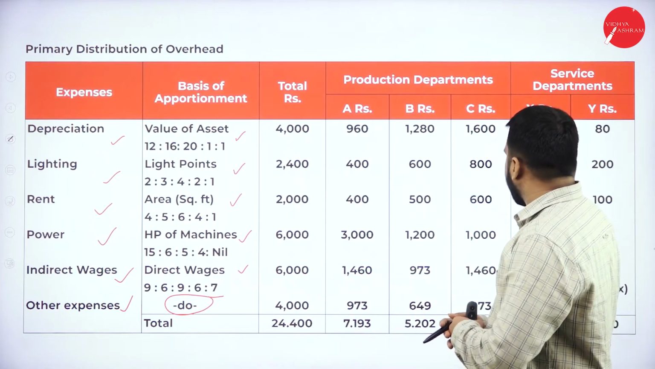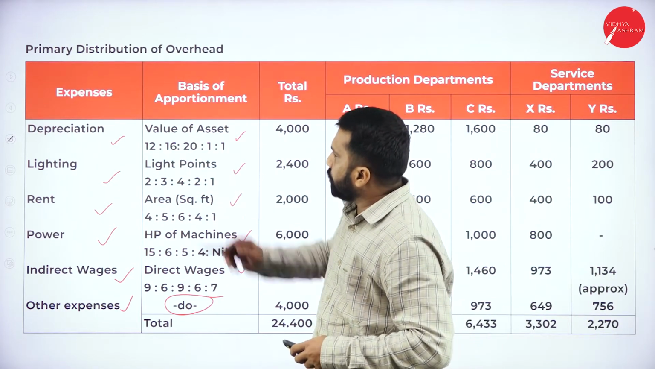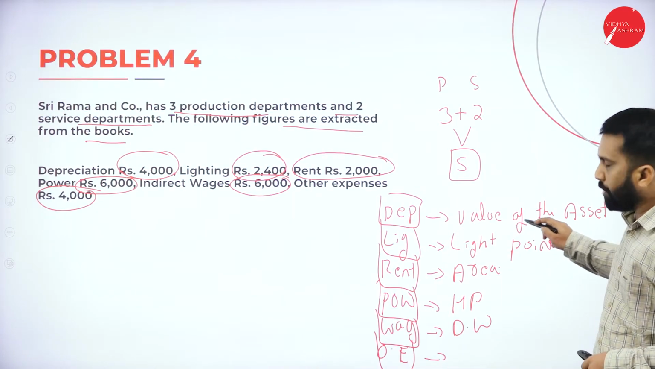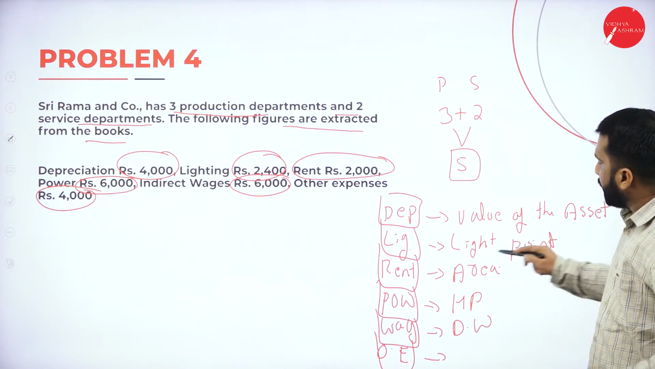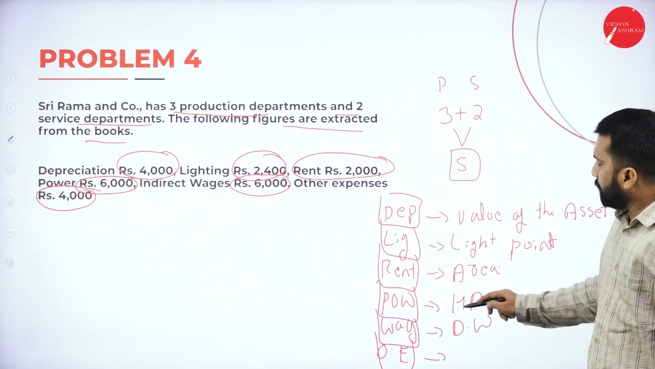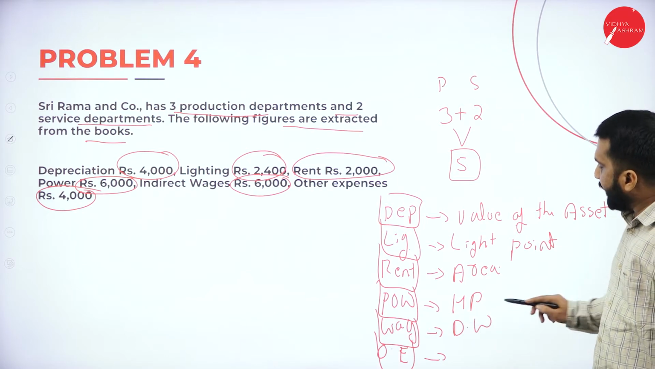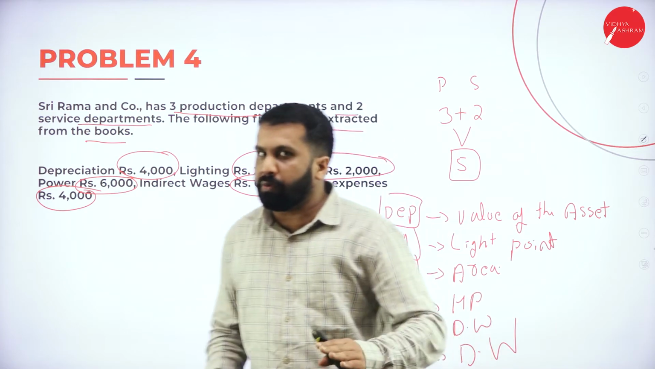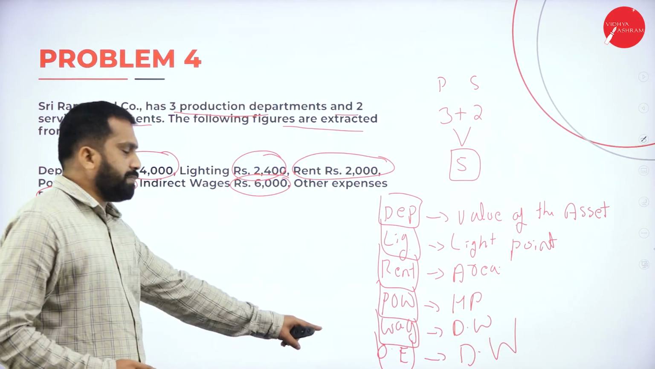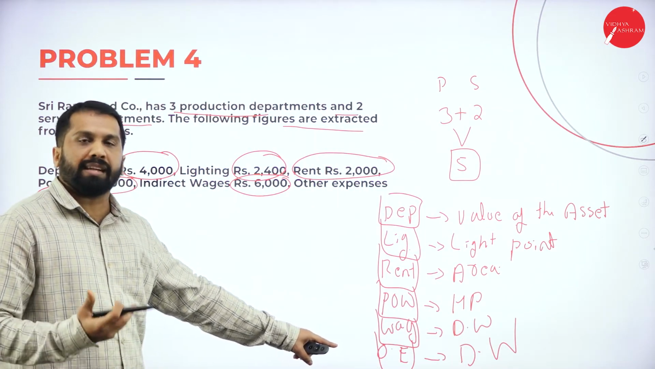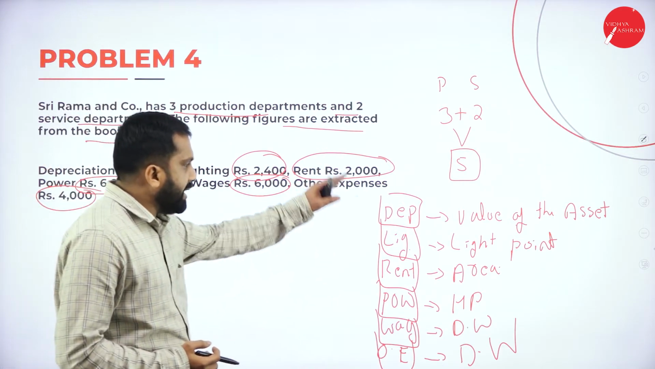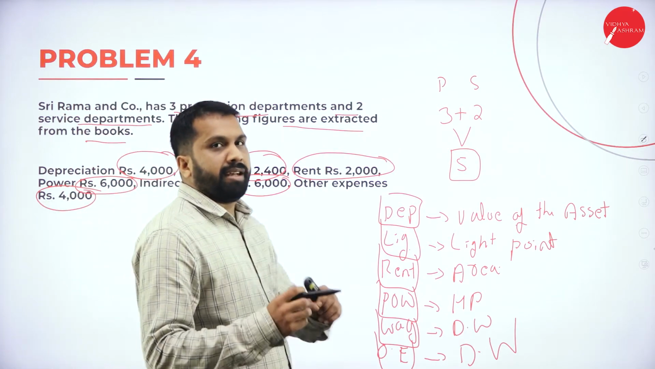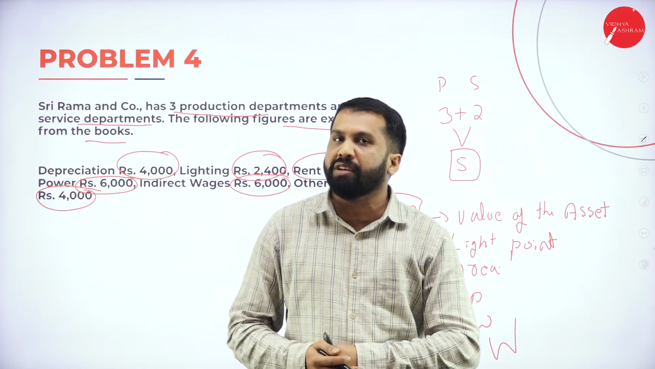Now, once you are done with this, depreciation as per our discussion: depreciation on value of the asset, lighting on lighting point, rent on area occupied, power on HP, wages on direct wages. If nothing is given, we go with direct wages only. Not always, though. Other expenses will be on direct wages, because we cannot take anything like area or HP. No information is available, then we go with wages.